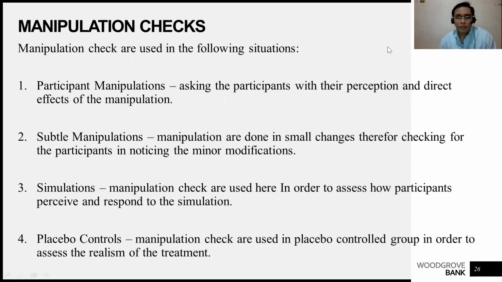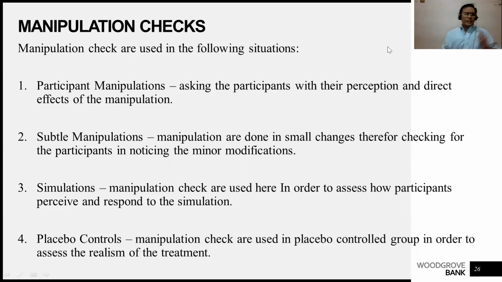So in a manipulation check, we have four. Number one, participant manipulations. It is the idea of asking the participant about their perception and the direct effects of the manipulation. Number two, subtle manipulations. These are manipulations done in small changes, therefore checking whether the participants notice the minor modifications. Number three, simulations. Manipulation checks are used here in order to assess how participants perceive and respond to the simulation. Then the last one is placebo controls. Manipulation checks are used in placebo-controlled groups in order to assess the realism of the treatment.